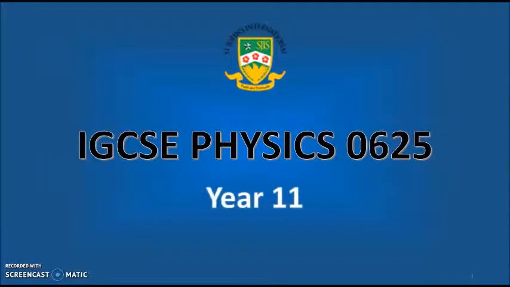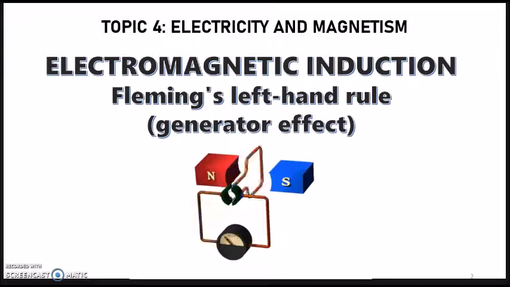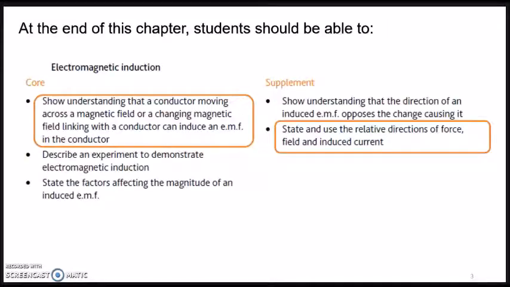Hello, hi everyone. This video is on IGCSE Physics 0625 for Year 11. We're going to discuss Topic 4, electricity and magnetism. We're going to focus on electromagnetic induction, Fleming's right-hand rule, or what we call the generator effect.